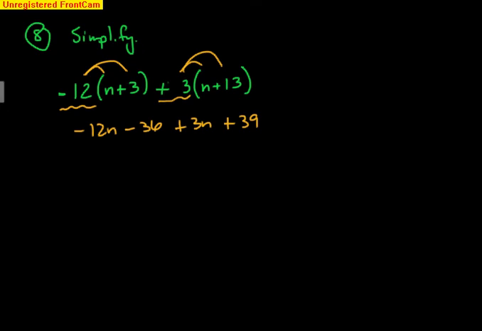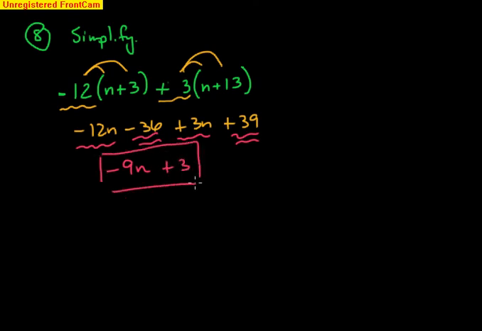And now it's a combining like terms problem. I'll use a different color. Use this red here. The negative 12n and the 3n are like terms. There are negative 12 here. There's positive 3 here. There are more negatives. There are 9 more negatives. Negative 36 here, positive 39 here. There are 36 negatives and 39 positives. That's 3 more positives. And there is your simplified answer.